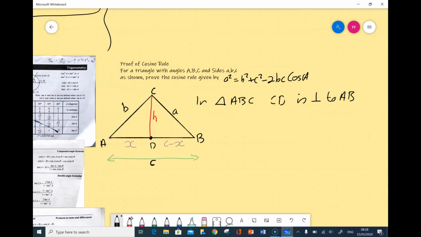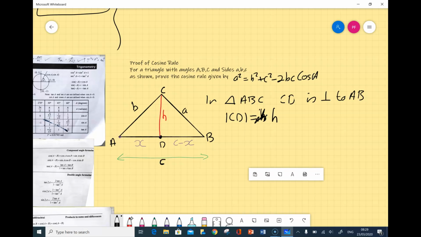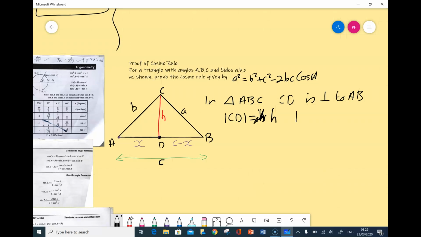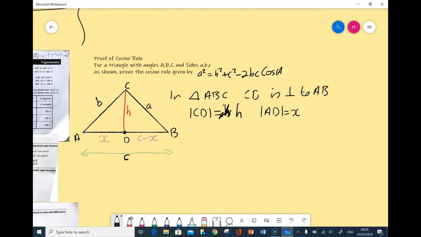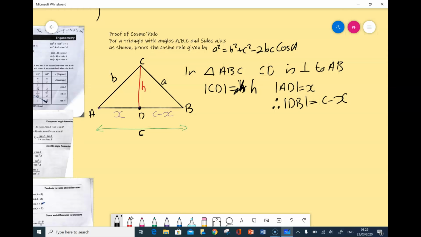What else do we have inside this diagram? We're calling the length of CD h. The length from A to D we're calling x. And then D to B is equal to c minus x. I think we have everything defined now. All right, so let's start off with our left-hand triangle, triangle ADC.